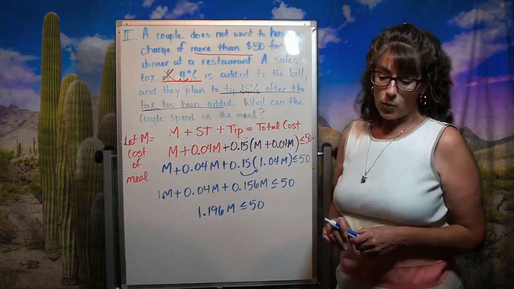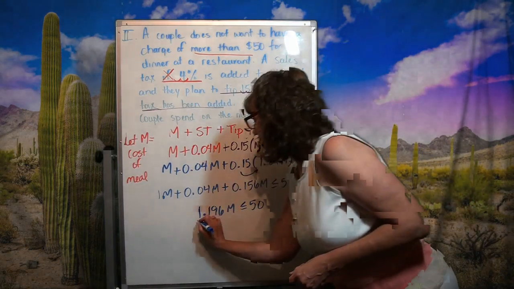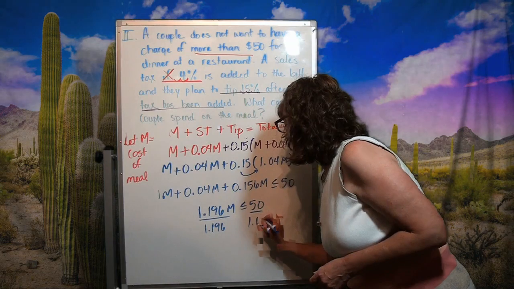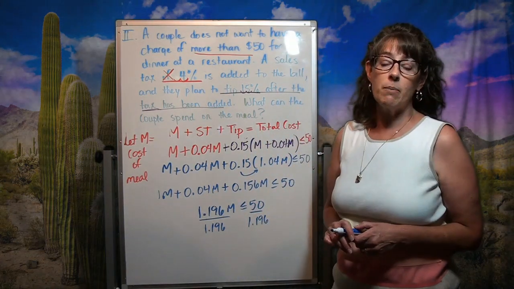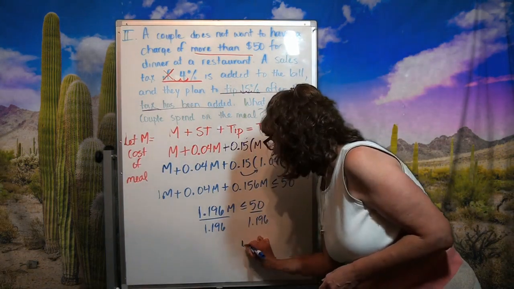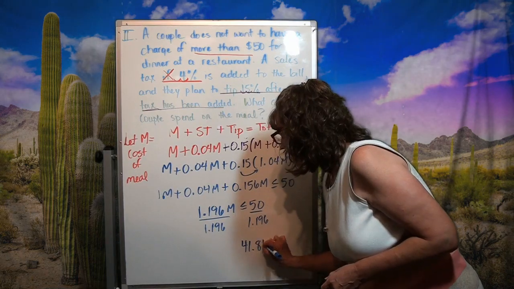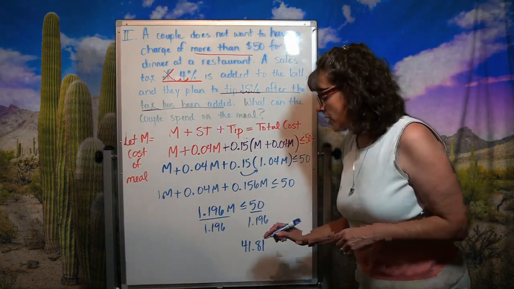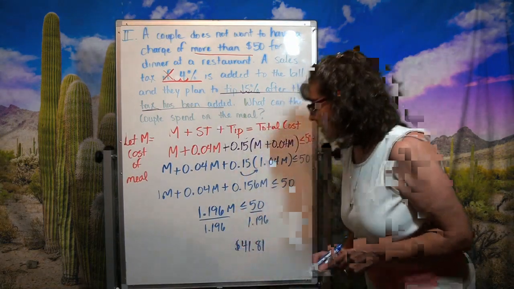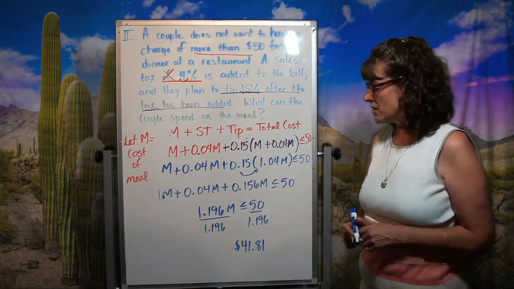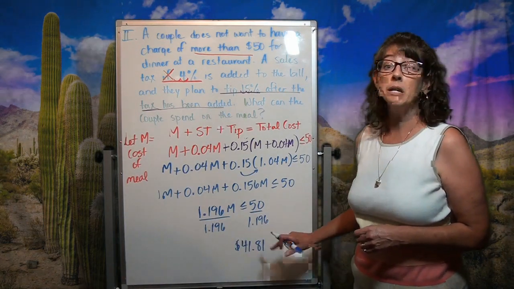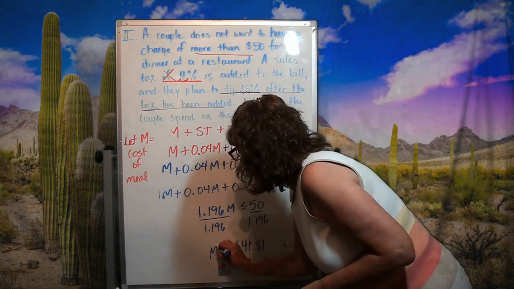And we know at this point we are ready to go through and divide both sides by 1.196. And 50 divided by 1.196 is 41.81. Not exactly, but we are using proper rounding rules here. And we know that this is dollars and cents, so we're going to round it to the hundredths place. And do we flip that symbol? Nope. We did divide, but not by a negative. So we're not going to flip the symbol.